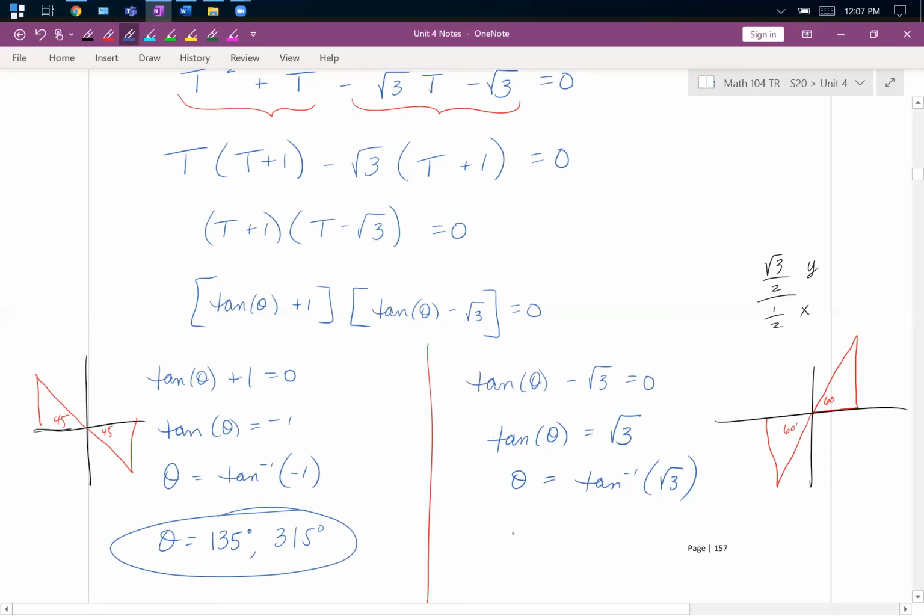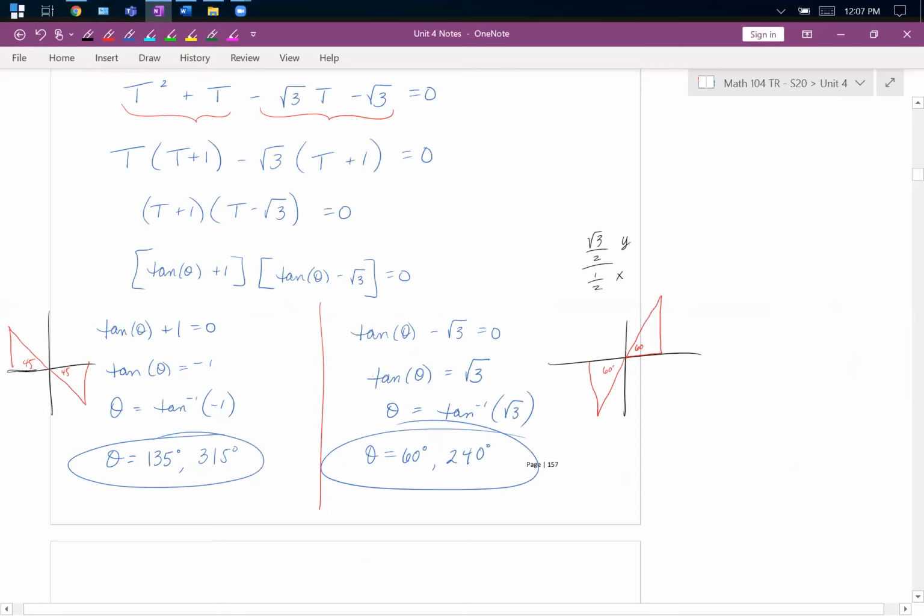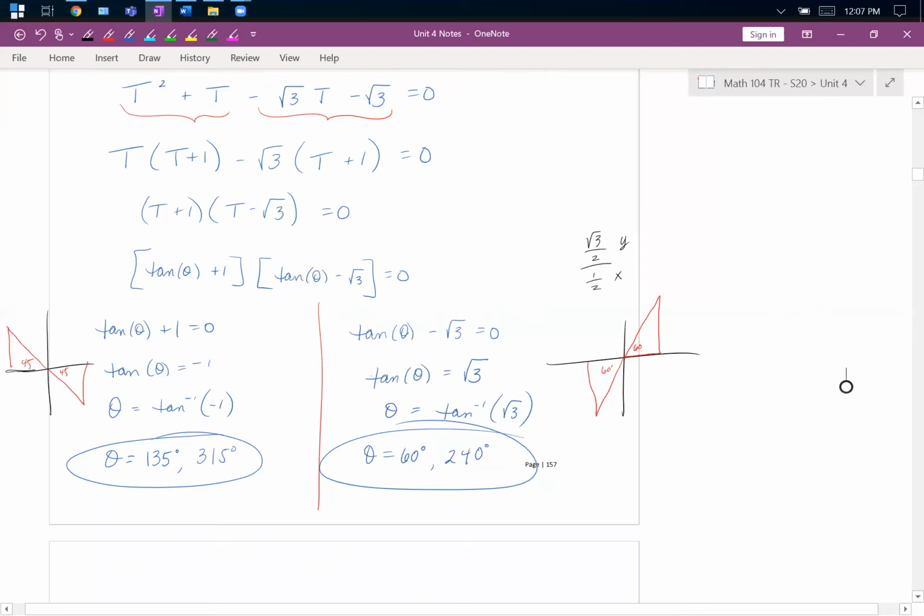So theta equals 60 degrees and 240 degrees. And those are our 4 answers. Question, anybody? All right, well, that's all I want to do today.